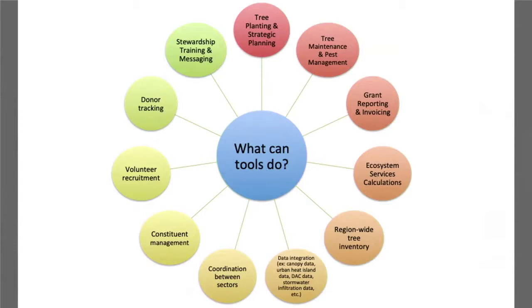There's a variety of things that you can track through these systems. You can be tracking people, donors, relationships, recruitments. You can also be tracking your tree planting, using it for strategic planning, using it for grant reporting, being able to talk about ecosystem service calculations. So many different things that help us all just expand the work we're doing.